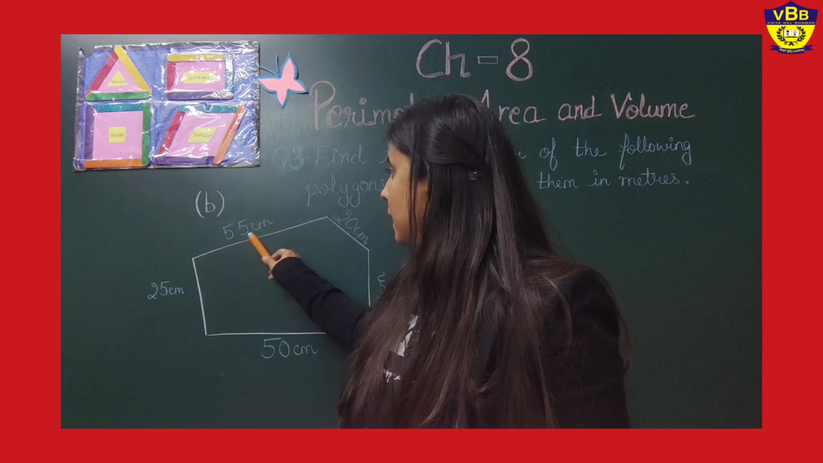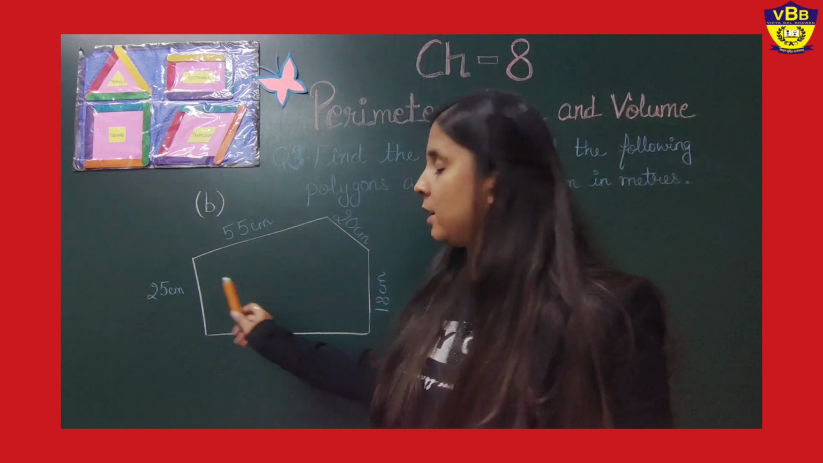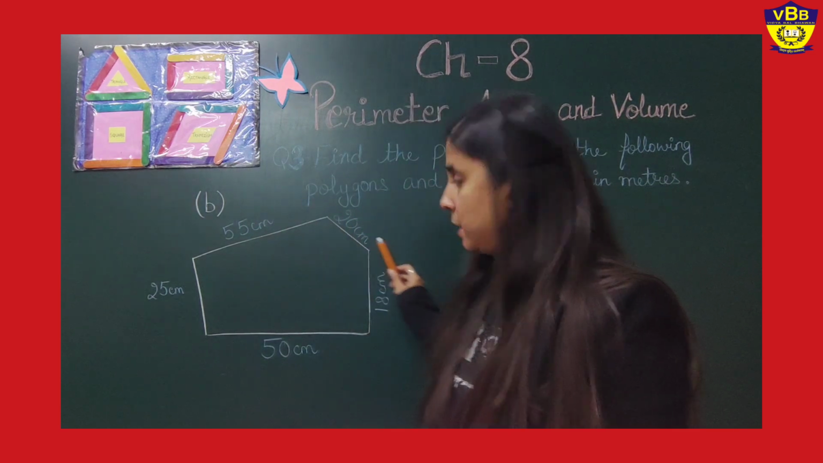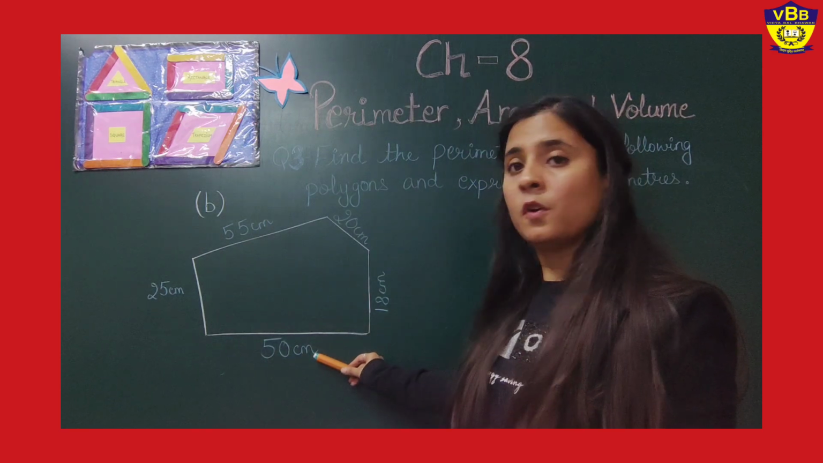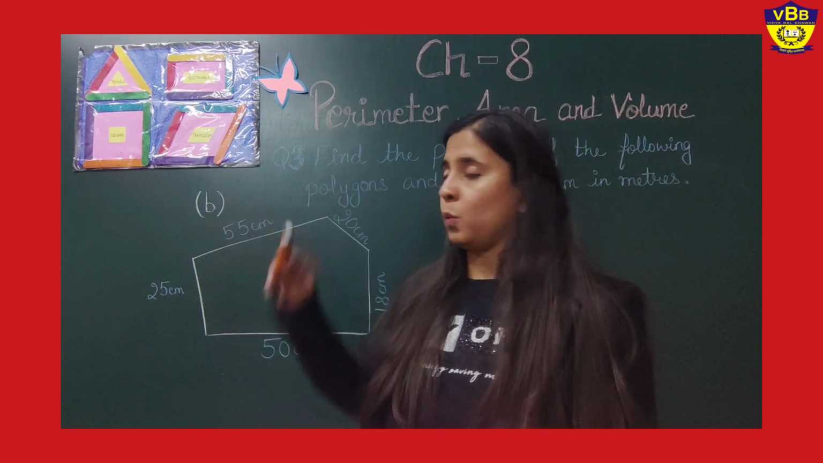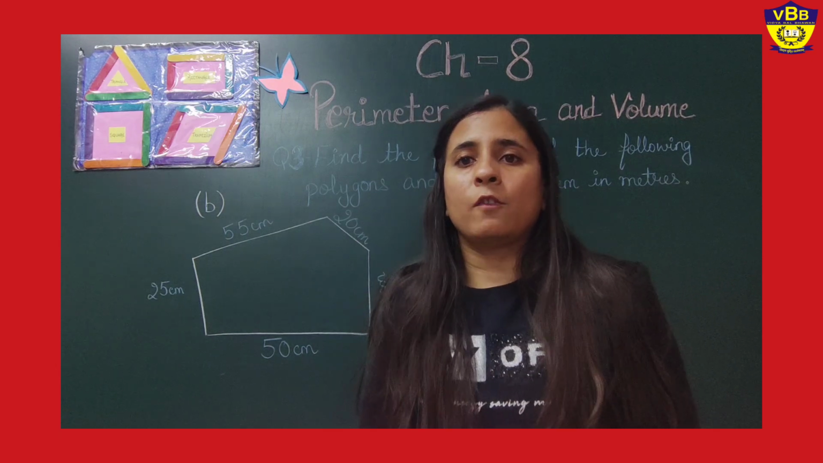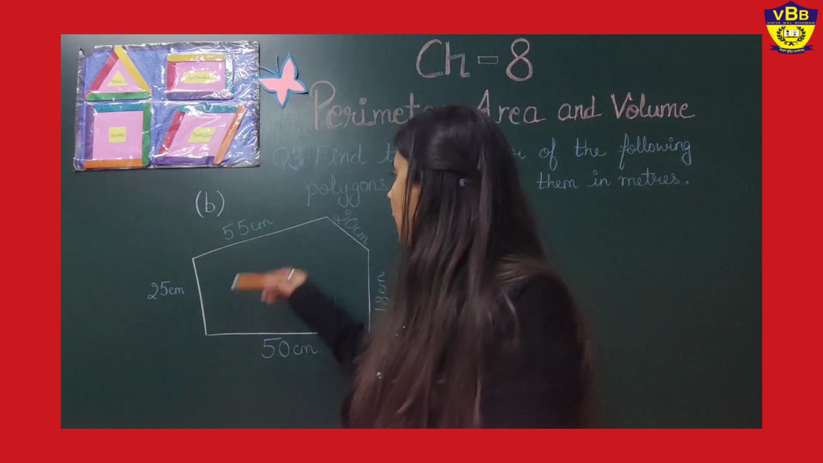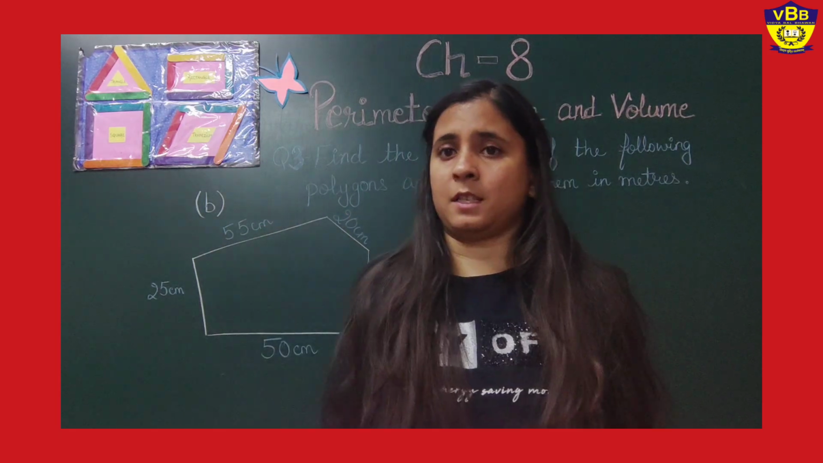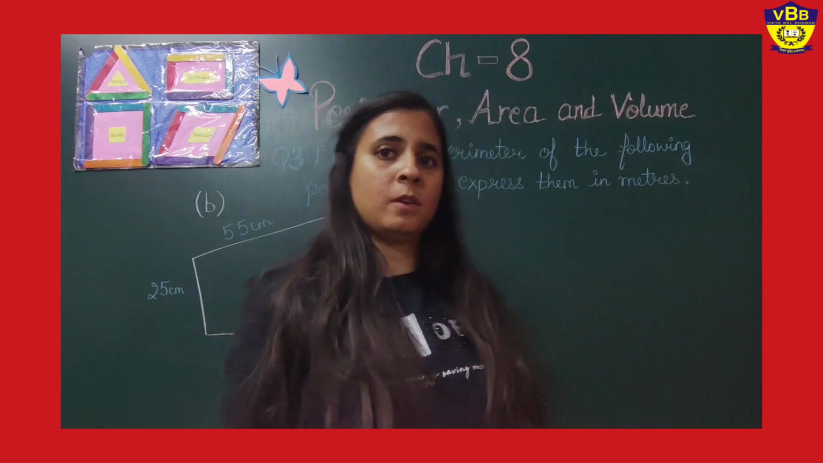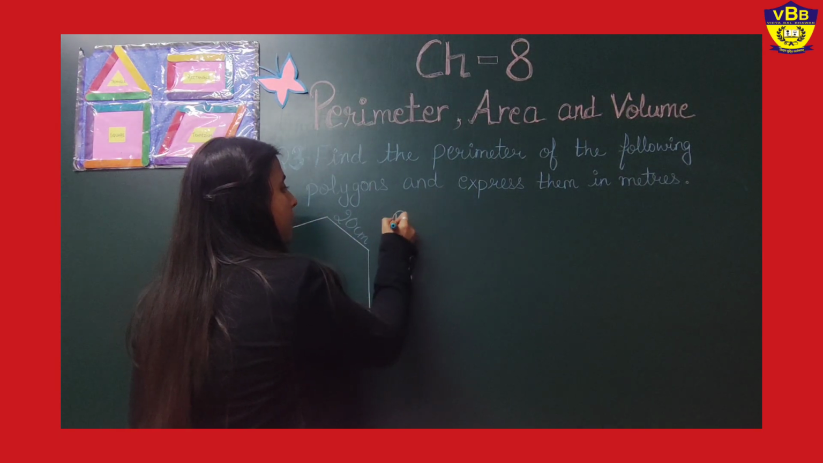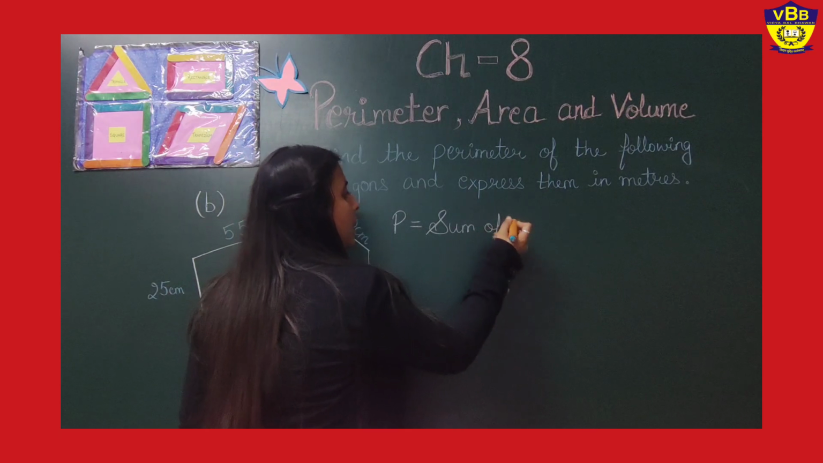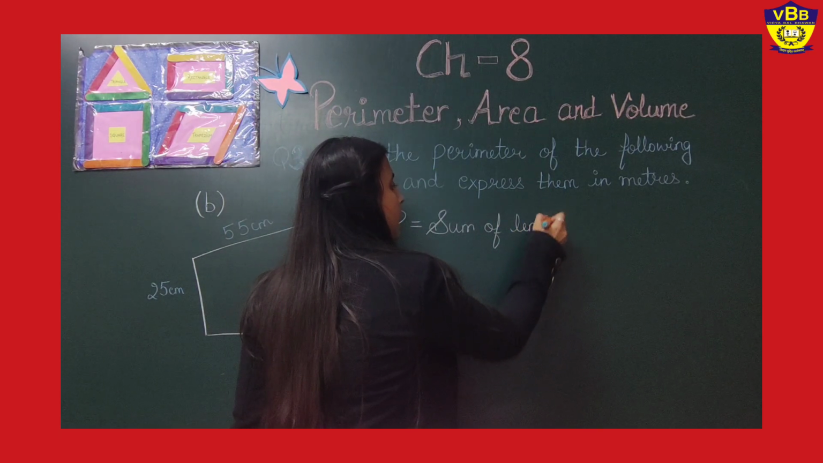So here we can see all the 5 sides are having different length. This is 55 centimeter, 20 centimeter, 18 centimeter, 50 centimeter and 25 centimeter. What I will do, the perimeter is sum of length of all sides. So add all the given 5 lengths and you will get its perimeter. So we will write perimeter is equal to sum of length of all sides.